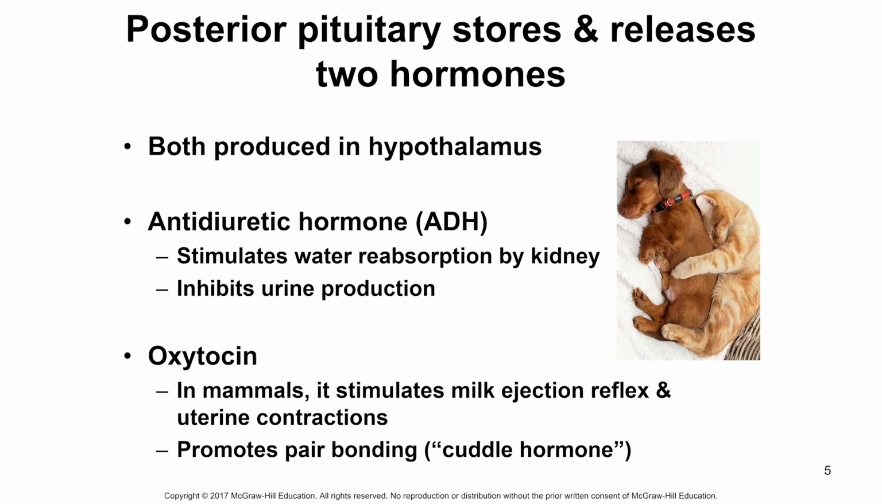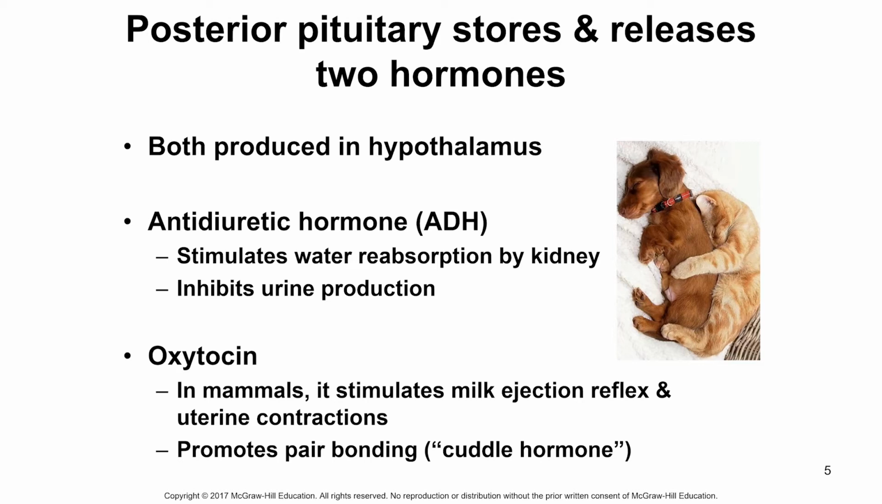Oxytocin is another neurohormone produced by the hypothalamus and released by the posterior pituitary. In mammals, oxytocin stimulates milk ejection and also uterine contractions. So when pregnancies go post-term, oxytocin is administered to induce labor. Oxytocin has also been identified as a regulator of reproductive behavior in both men and women.